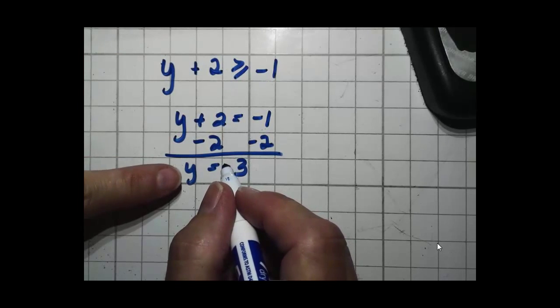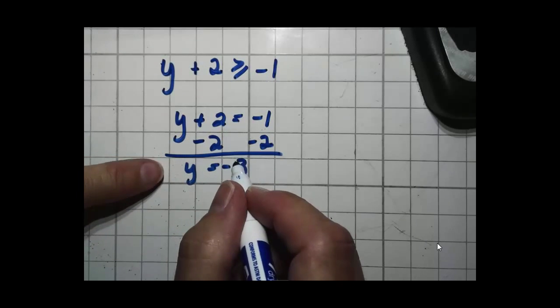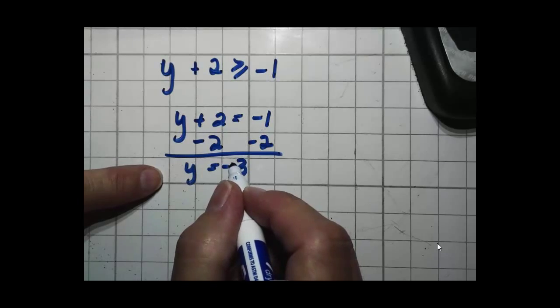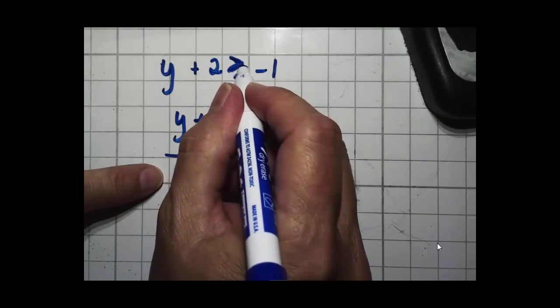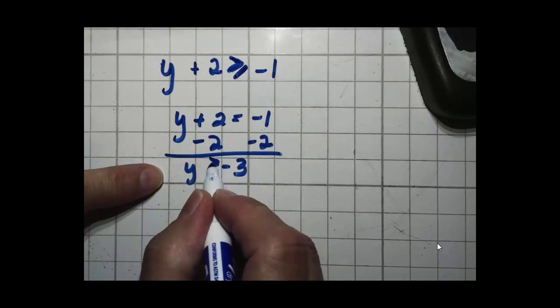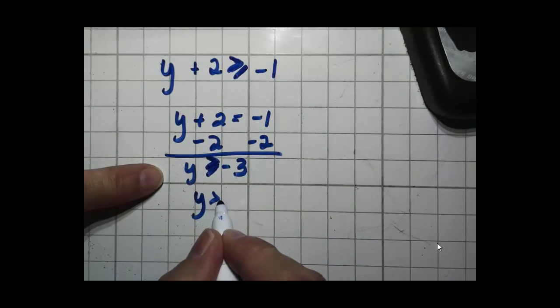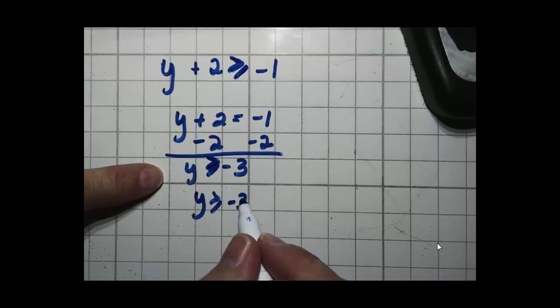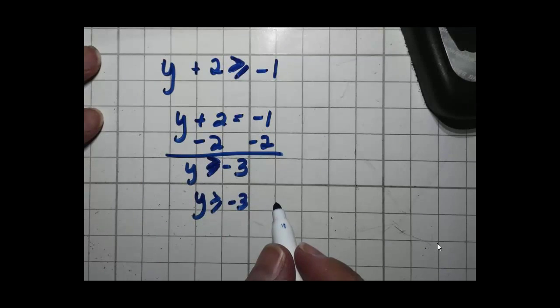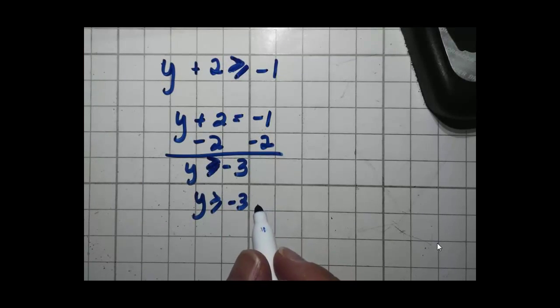I'm not done. This is an inequality. Did I multiply or divide by a negative number? No. Therefore, my inequality, which looks just like this, is going to look absolutely identical right down here. I do not change the direction. I don't flip it. I just leave it exactly the way it is. I did not multiply or divide by a negative number.